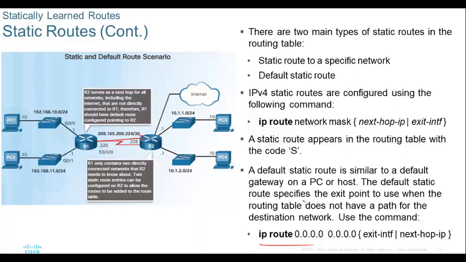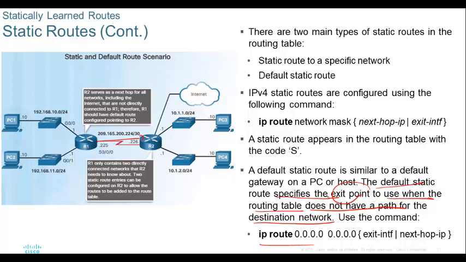The default static route specifies the exit point to use when the routing table does not have a path for the destination network. If there is no route or path for some destination, use this one; send the packet to wherever it points. Writing it like this, any network with any subnet mask, is what is called a default route.